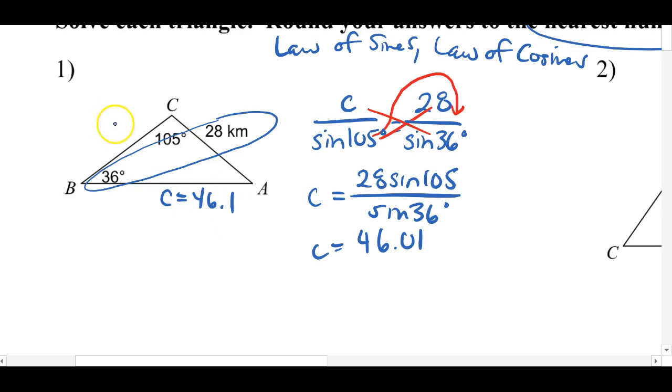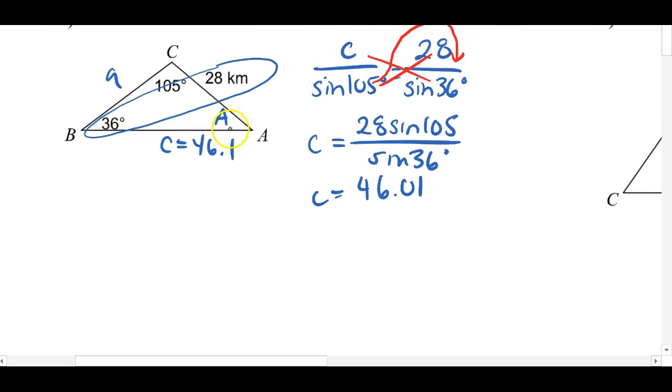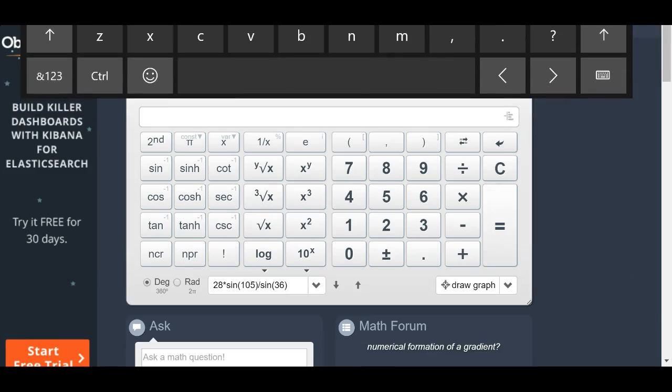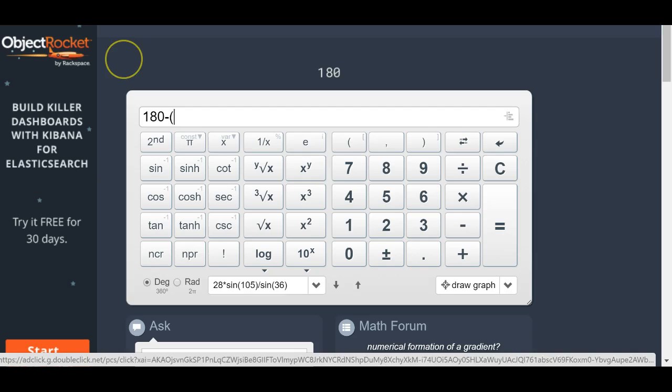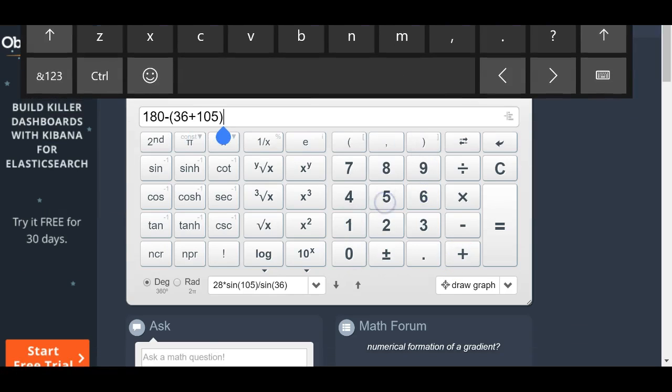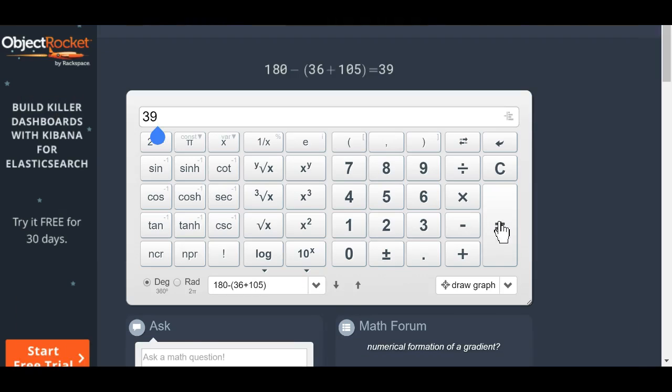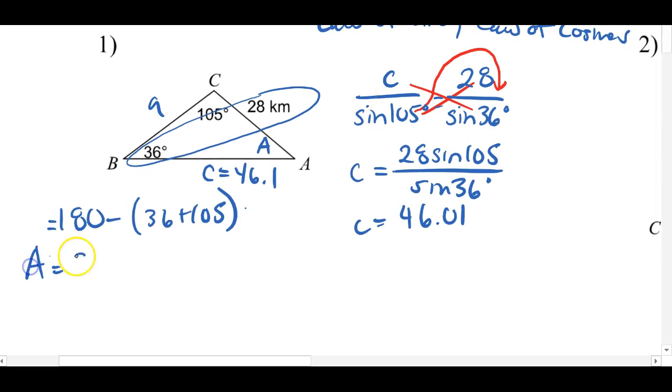But I still need to find side A and then angle A. Well, I can find angle A because I know that the angles of a triangle add up to 180. So 180 minus 36 plus 105. Let me do that in the calculator. Clear this. So now it'll be 180 minus, in parentheses, 36 plus 105, and I get 39. So the difference is 39. So angle A is 39 degrees.